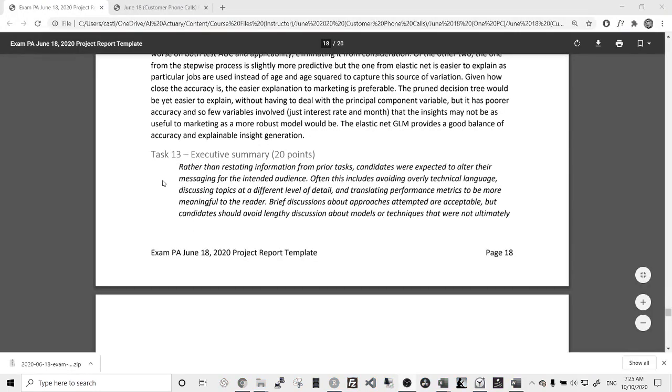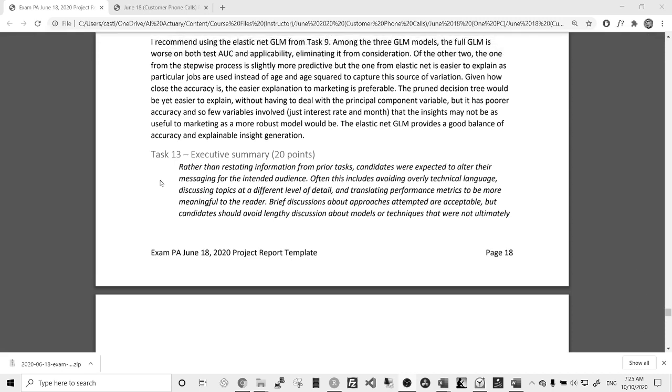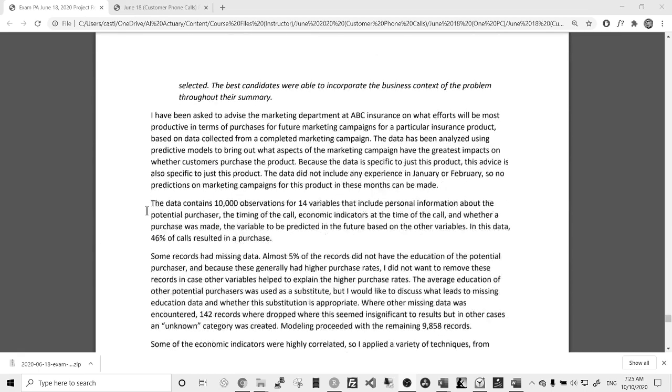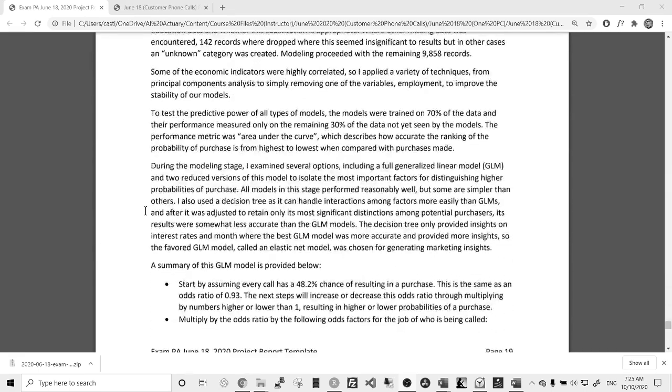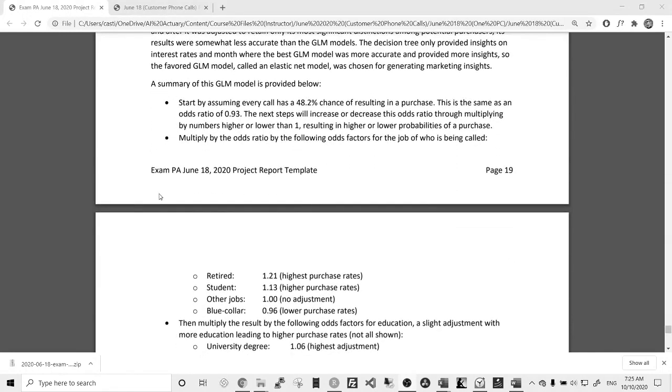Our executive summary was materially different than the SOA's solution. This is because we used a different model. However, both of our executive summaries, I think, were sufficient in order to get a full 20 points on the question. Some of the key differences, though, were the way that the SOA interprets the elastic net.